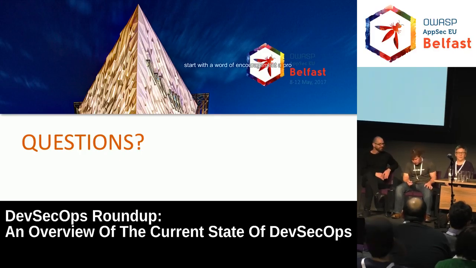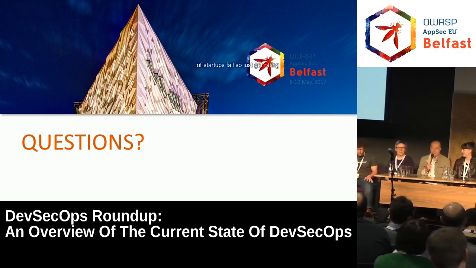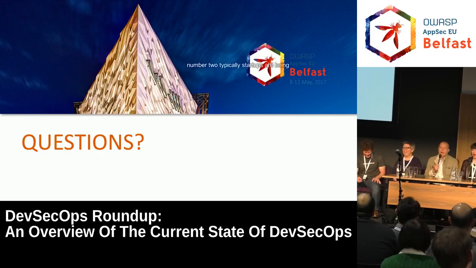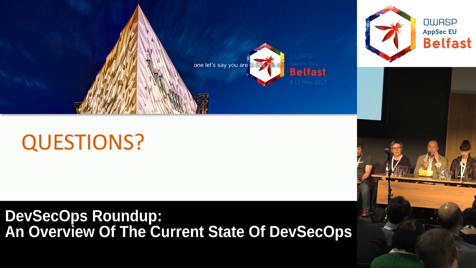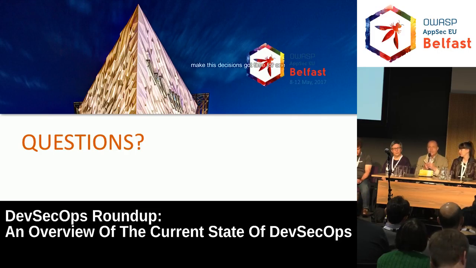I want to start with a word of encouragement. Per Gartner assessment, 98% of startups fail. So just get ready. Number two, typically startups are founded by CTOs or people with that title, and at some point you hand it over to a CEO who you typically bring in from the outside. Be very careful, don't rush. The third one, let's say you are in the 2% who are going to succeed. Make a plan today. Are you going to try to become a $50 million company that will be acquired within 3 years with products that are not done to perfection? Or are you going to spend 10 years and reach maybe $150 million? Then it's not clear. Make these decisions.